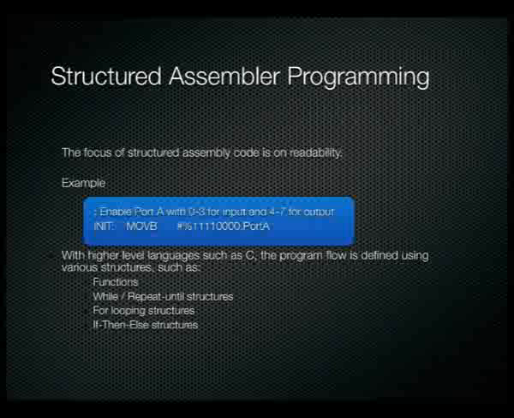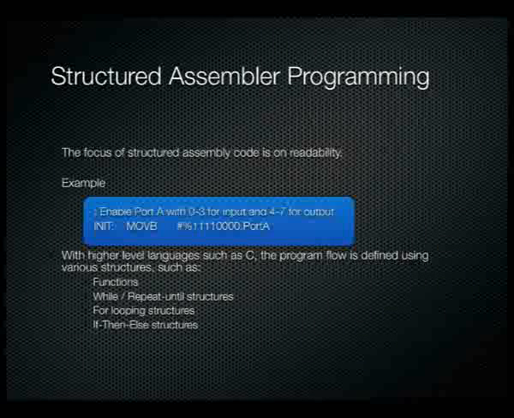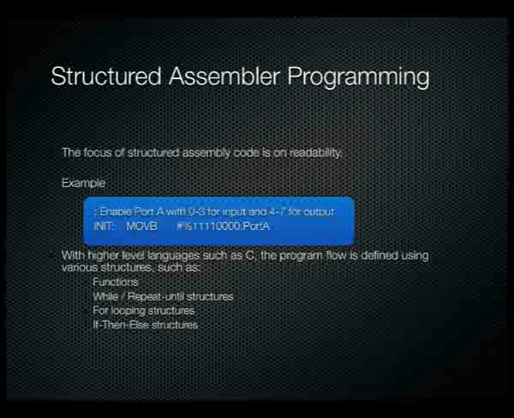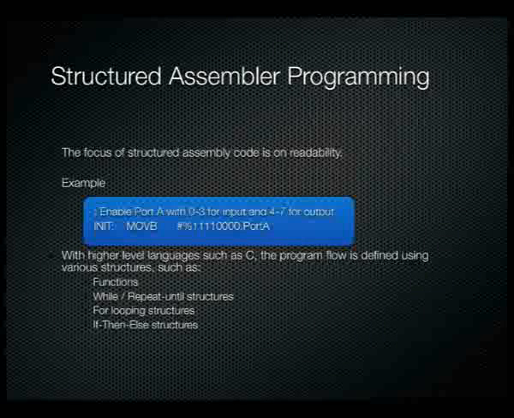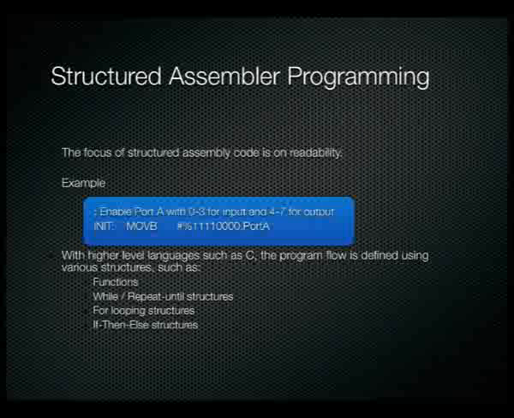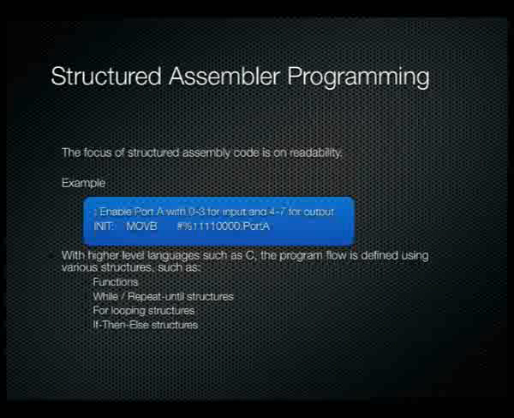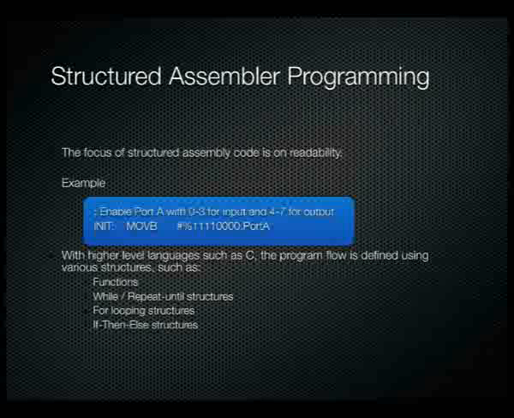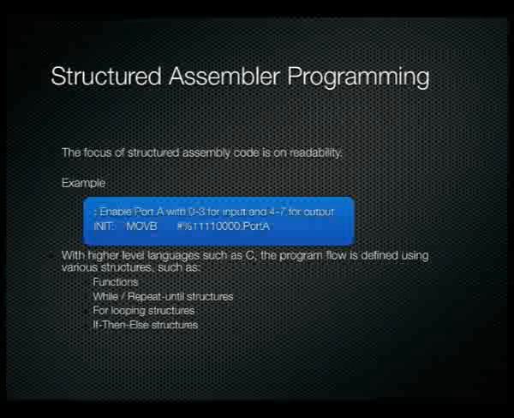So with higher level languages such as C, program flow is generally defined using various structures such as functions. So we can have little chunks of code that we can run independently or run repetitively at different times. We've got while, repeat, until structures, so we can do iterative structures where, as long as a particular condition is met, we can repeat a chunk of code. We've also got iterative structures where we can repeat a chunk of code for a certain number of times, and this is our for loop. And then, of course, we have conditional checks as well. We have our if-then-else structures as well. If you've done any programming whatsoever before, you're very familiar with these different program flow structures.